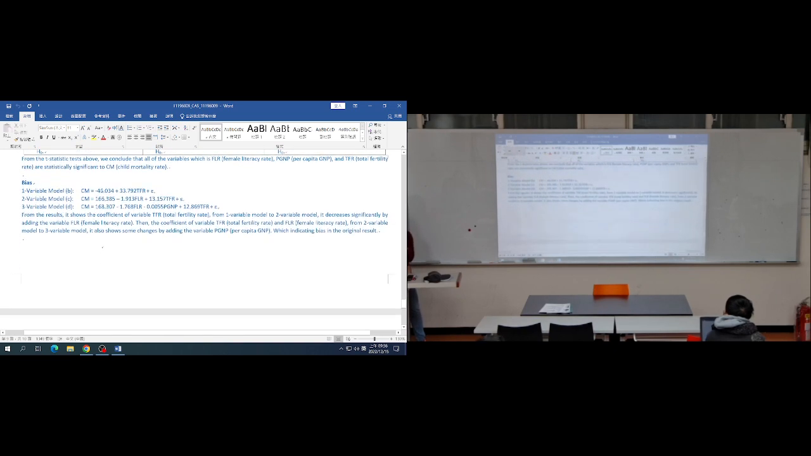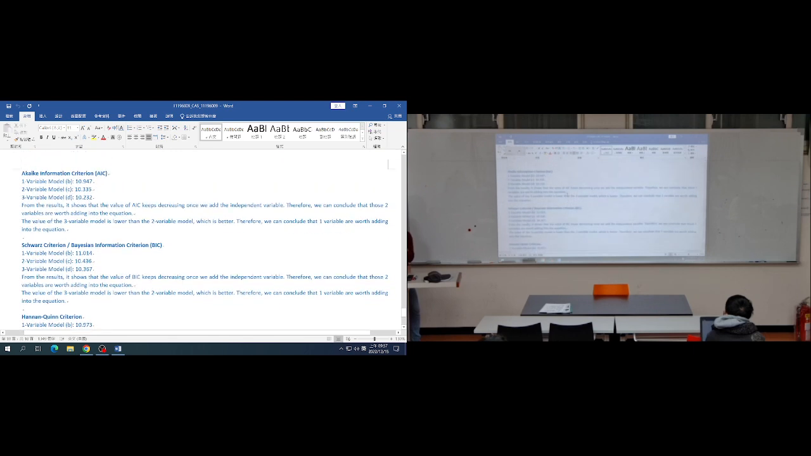The next test is about the bias. As we can see from the one variable model, the TFR significantly changes from 33 to 13. We can also see changes in the FLR from the two variable model to the three variable model. It also shows some changes, indicating a bias in the original results.